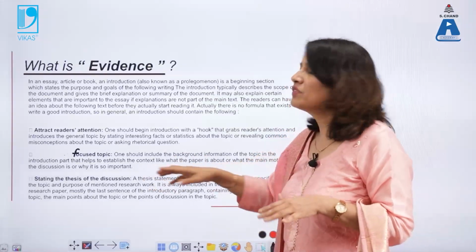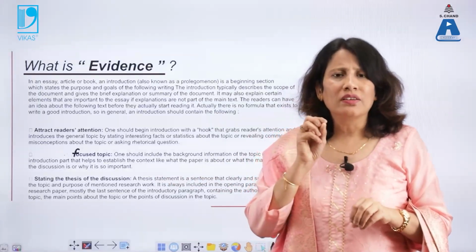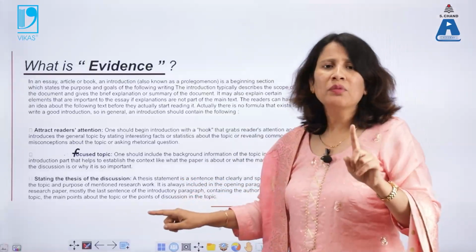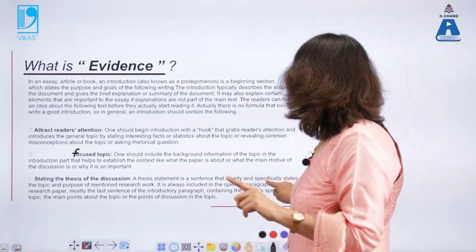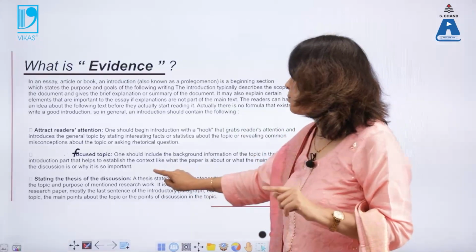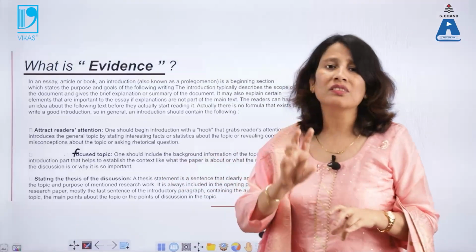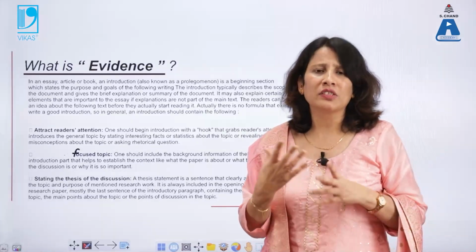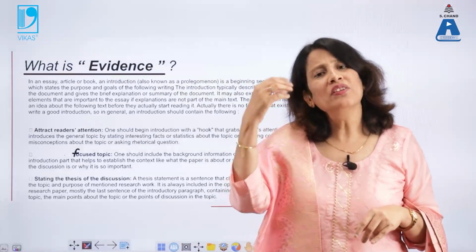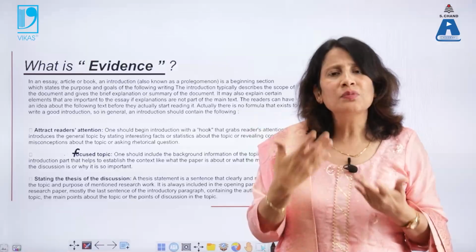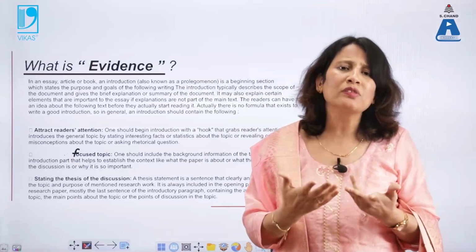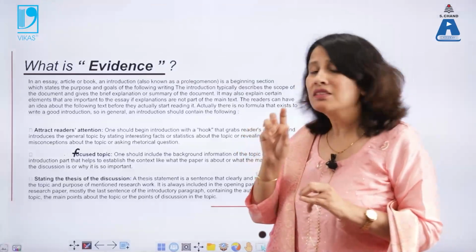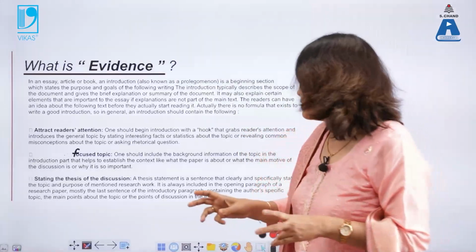Then the thesis of the discussion has to be written in the introduction. A thesis statement is a very important statement, a sentence that clearly and specifically states the topic and purpose of the mentioned research work. Especially when we write an abstract in a research paper, that has to be introduced in a way where it tells the reader about the purpose of the research paper. So that abstract is a thesis that starts with the thesis statement.